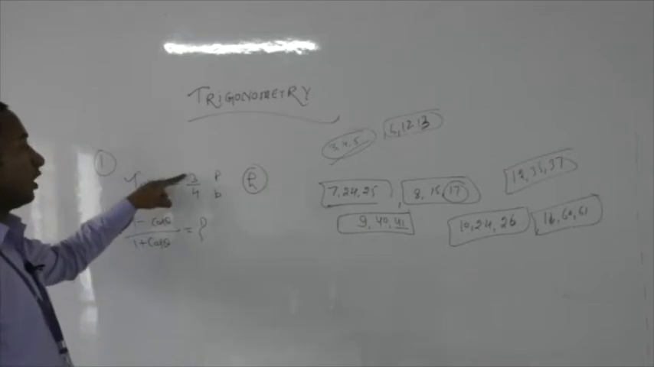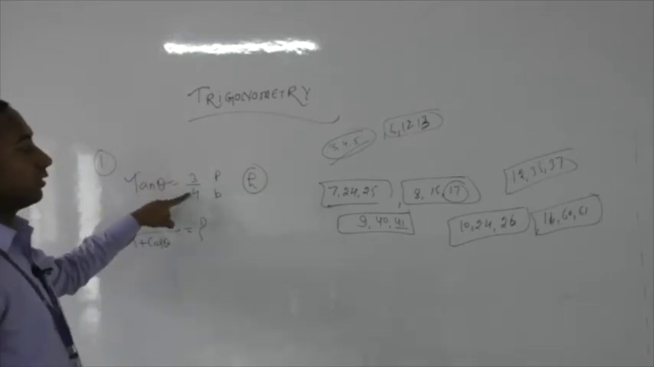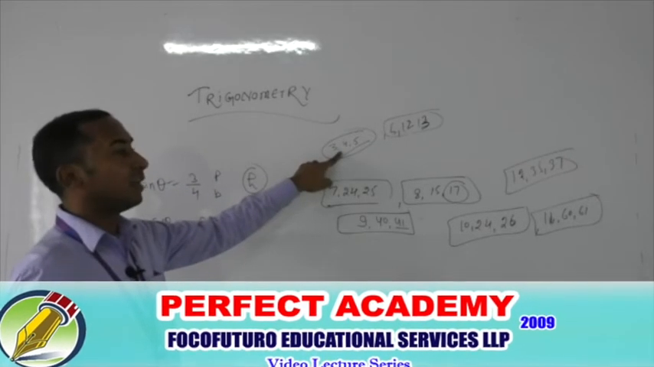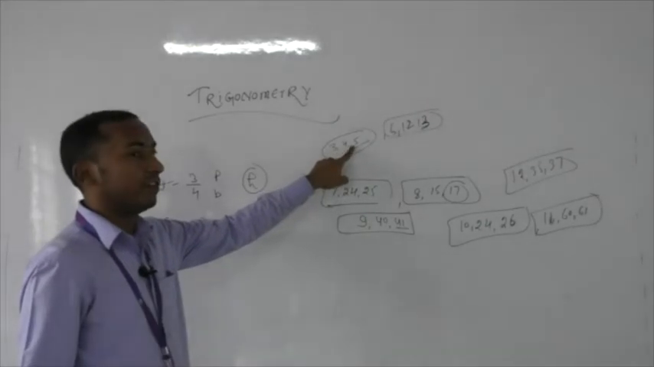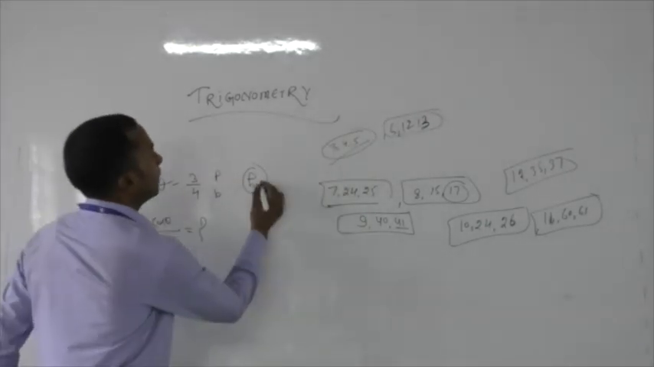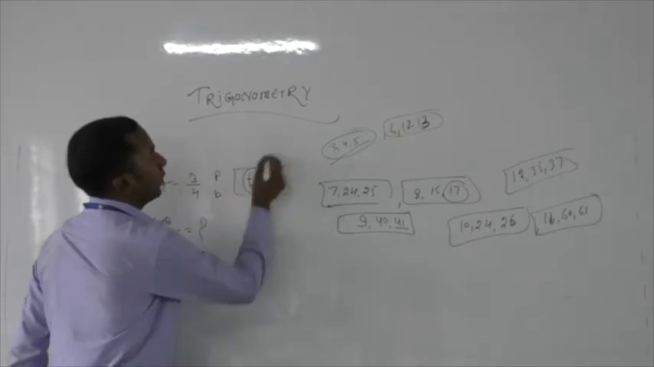Now you know 3 and 4. Now go to your Pythagorean triplet. 3, 4. What is the missing side? Missing side is 5. So 5 will be the hypotenuse. So without using the formula you can remember this. Hypotenuse is equal to 5.